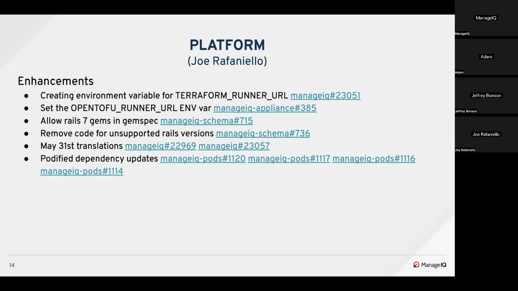Next, I removed code conditionals in the schema repo for Rails versions less than 6.0. We extracted message strings from the code on May 31st and updated the translations based on that. And the bots updated the Podify dependencies. Next slide.